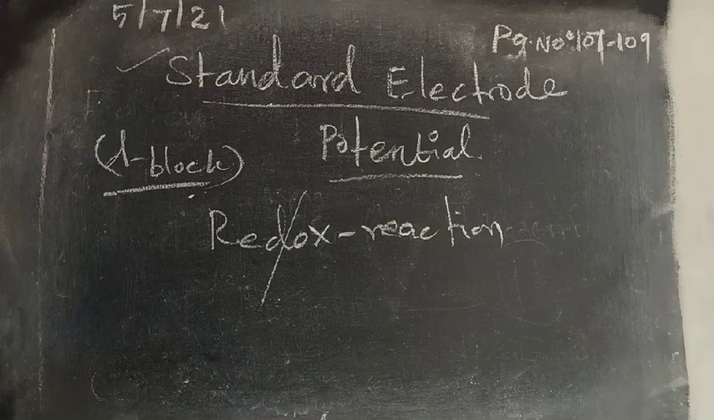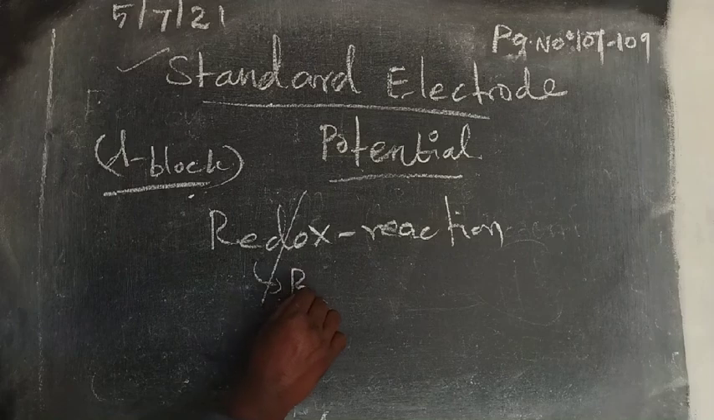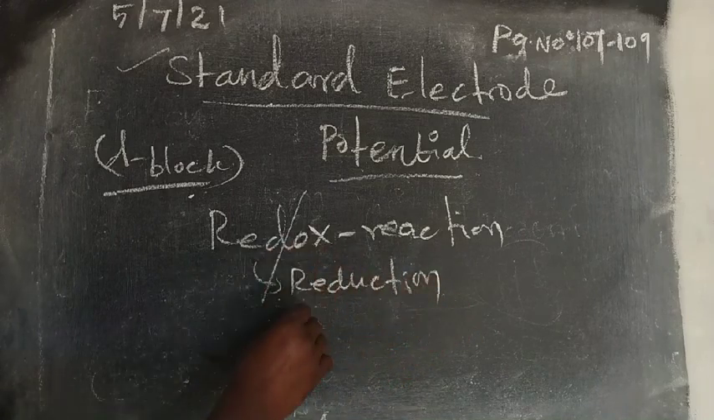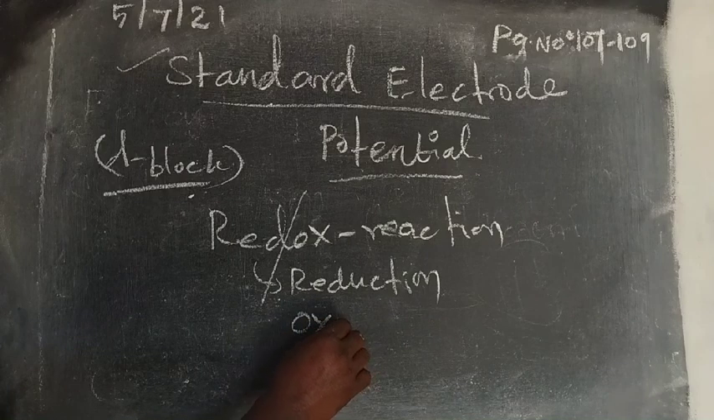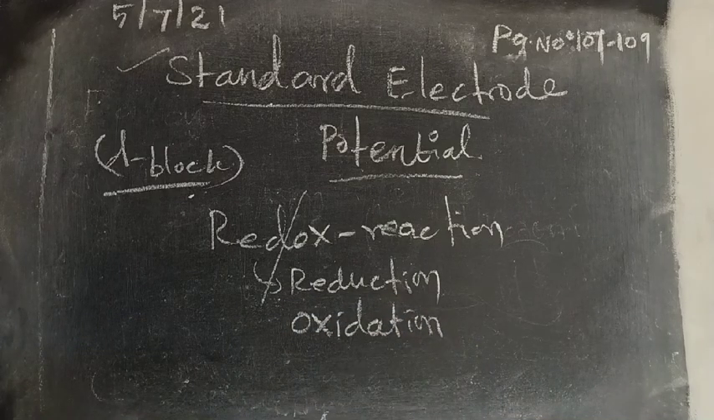We can say that is redox reaction. RED refers to reduction. OX refers to oxidation. So in a reaction both reduction and oxidation take place, that reaction is called a redox reaction. Now reduction means what?